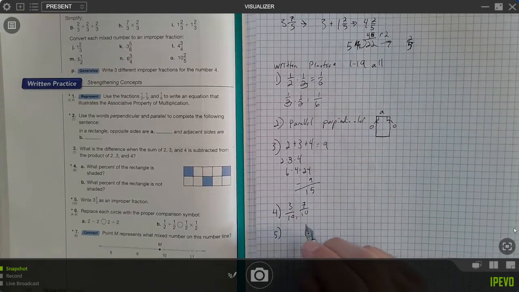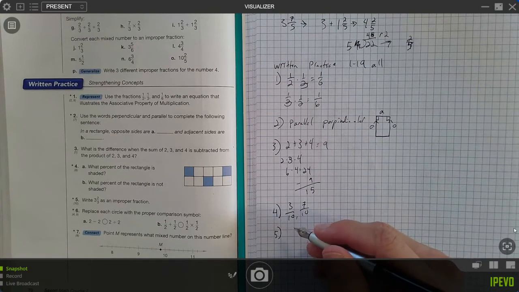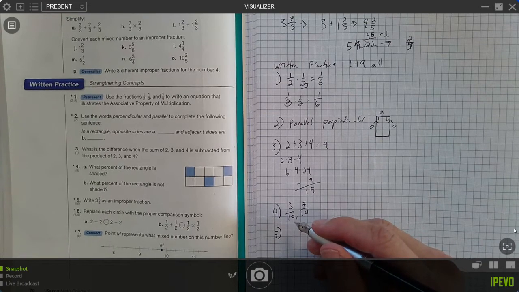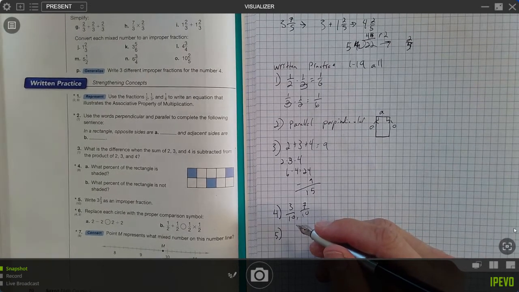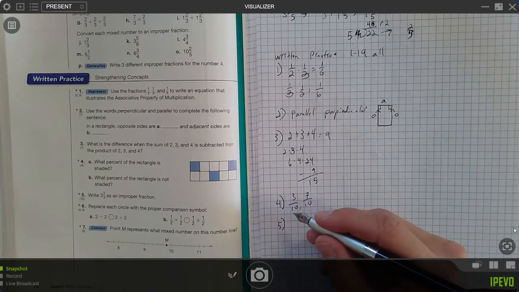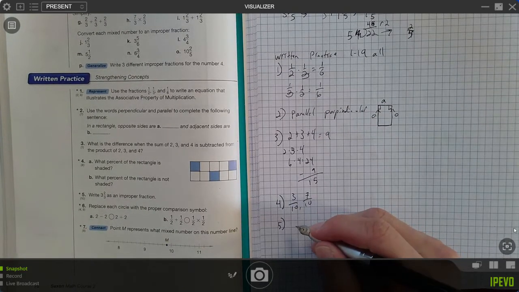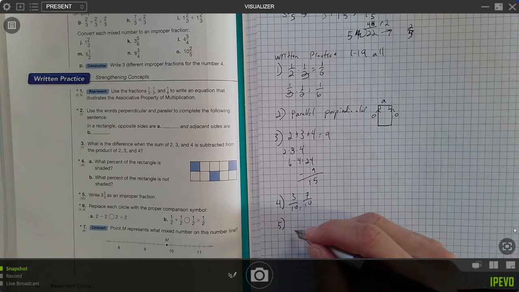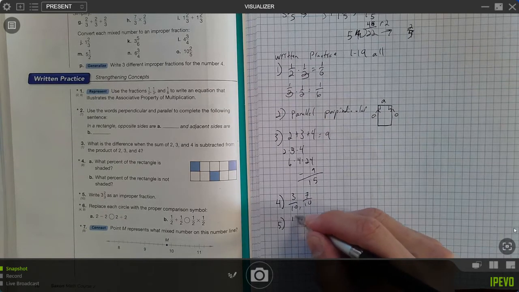5. Write 3 and 2/3 as an improper fraction. Okay, so they want you to just make sure you know how to go backwards too, which is helpful for slope. Again, we won't use slope for probably another year, but it's good to know. So that's going to be 3 times 3 is 9, 10, 11, so 11/3.